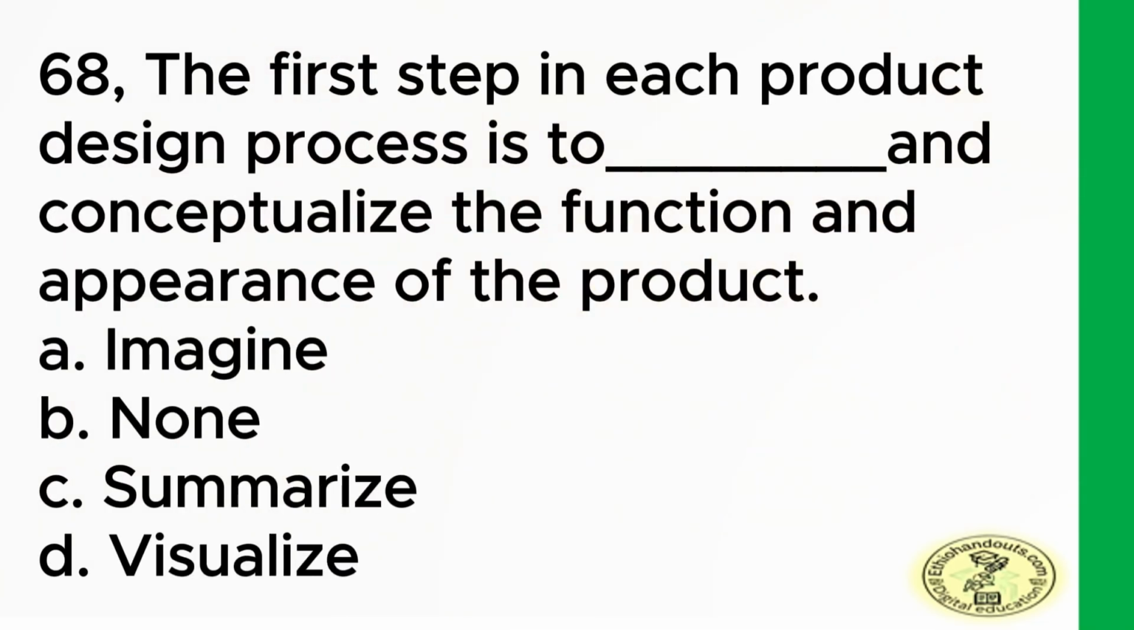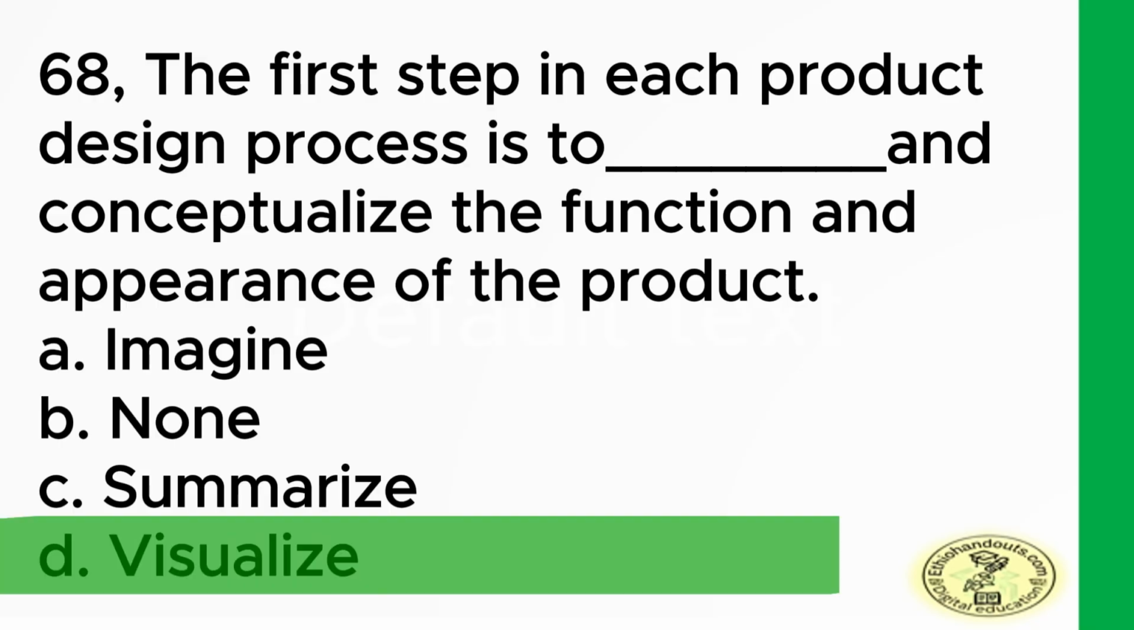Impregnation. 68. The first step in each product design process is to visualize and conceptualize the function and appearance of the product. A. Imagine, B. None, C. Summarize, D. Visualize. The correct answer is D.